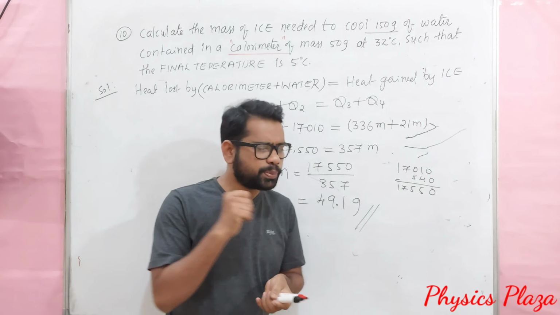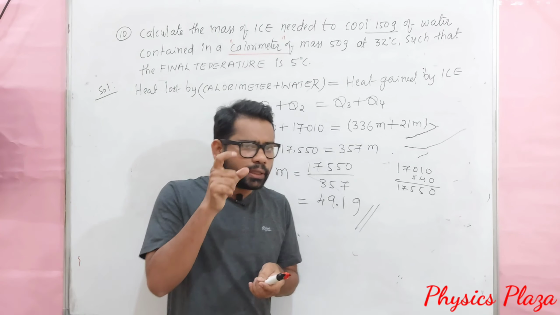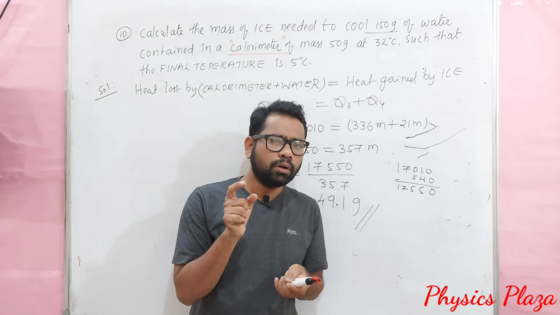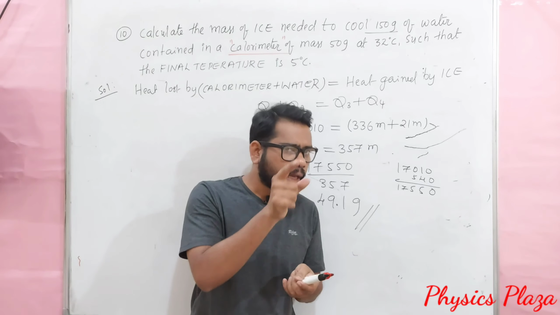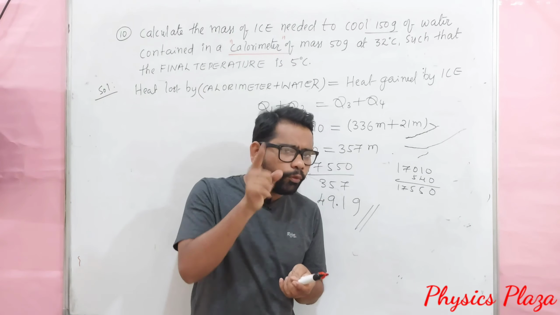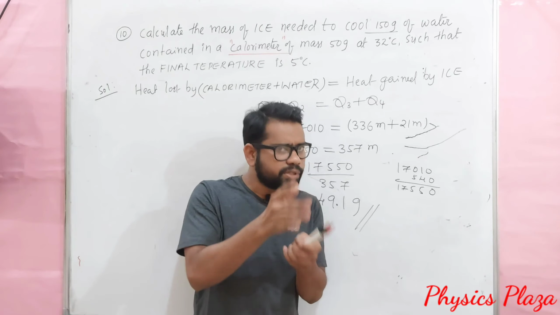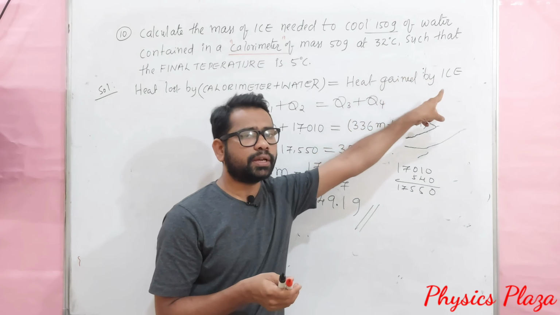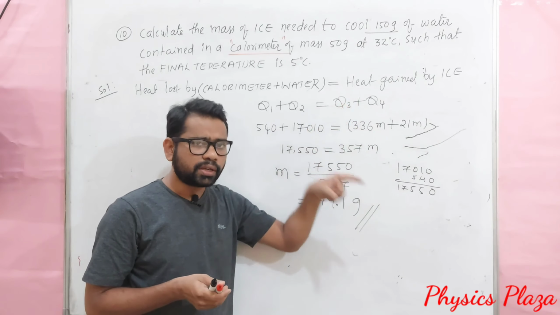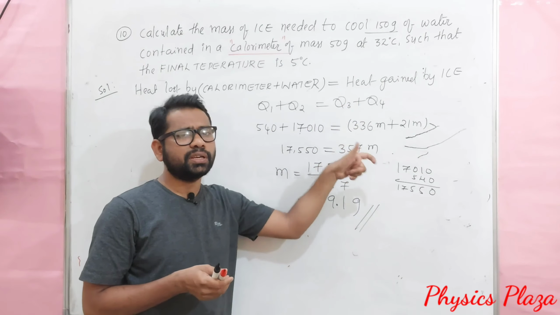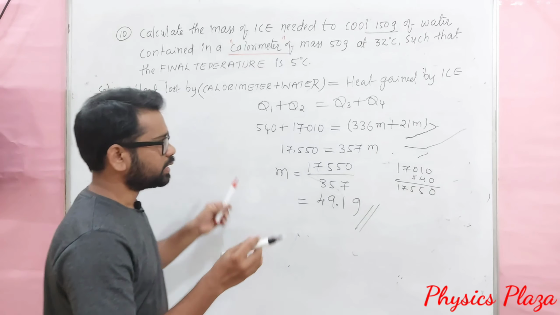Children, I repeat once, in this question especially, the calorimeter is also involved. So we have to calculate the heat loss by the calorimeter and the heat loss by the water, which is equal to the heat gained by the ice. So then we get the amount of mass which is needed to reduce the temperature from 32 degrees Celsius to 5 degrees Celsius. Children, here is a small task you can do.